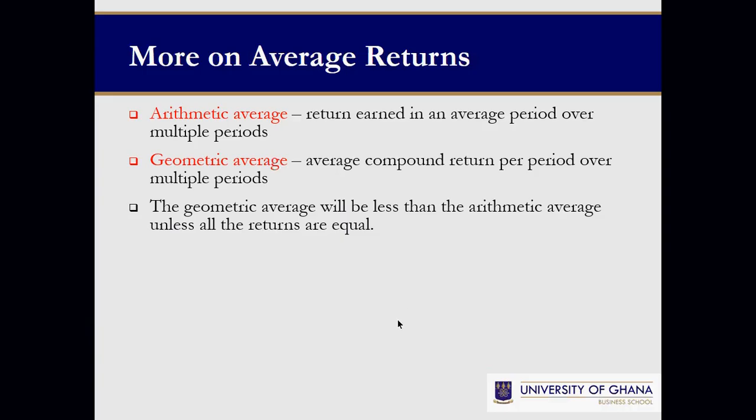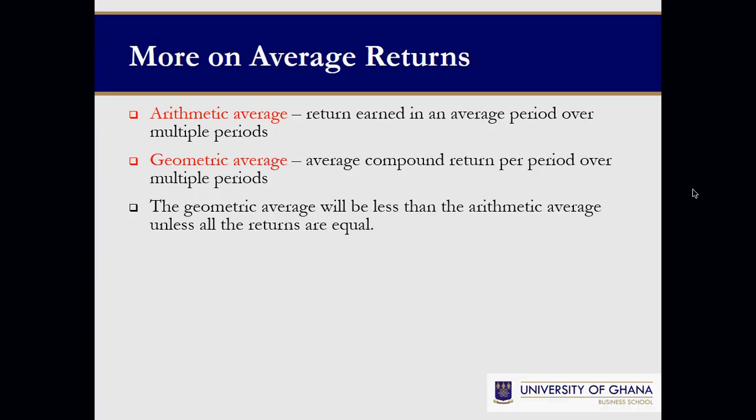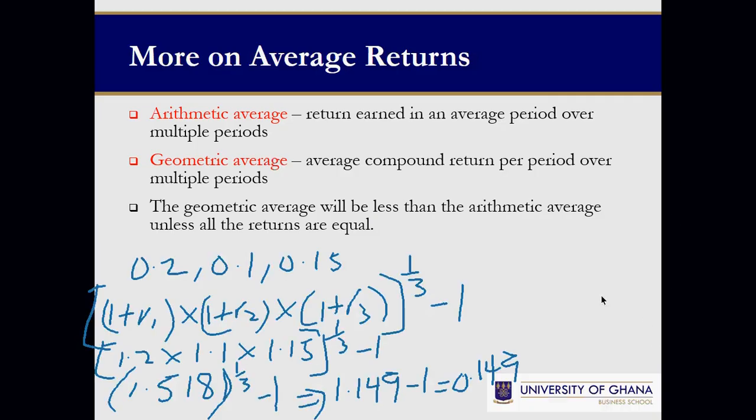So the geometric average will be less than the arithmetic average unless all the returns are equal. You can just verify this from what we just did, right? You can see that the arithmetic mean gave us exactly 15%, but the geometric gave us 14 point something percent. So you can see that they are telling us that the geometric average is less unless the returns are equal. So you get it, right? Let's move on.